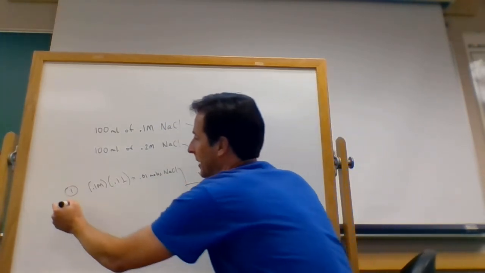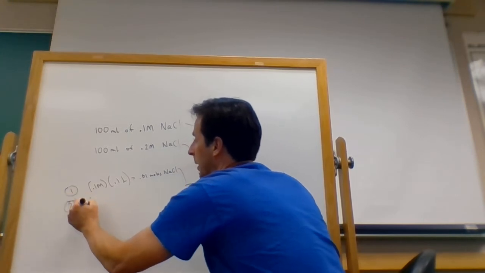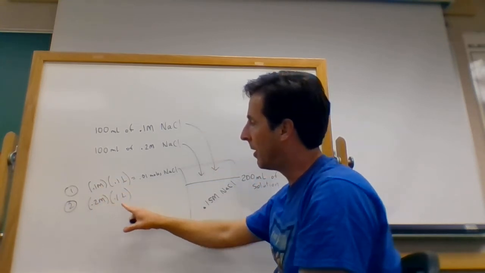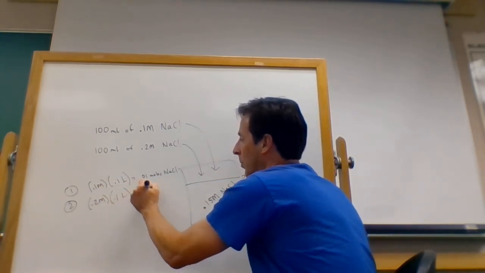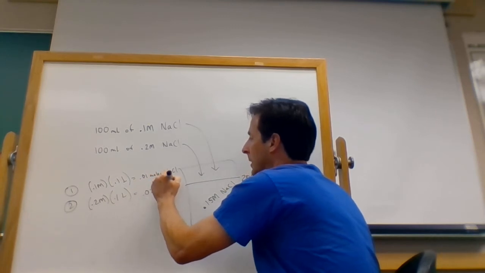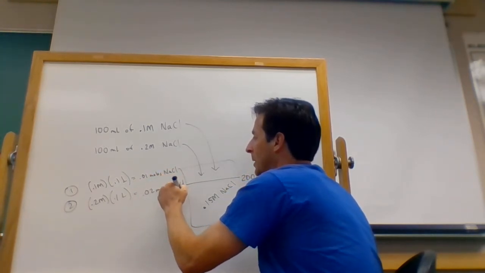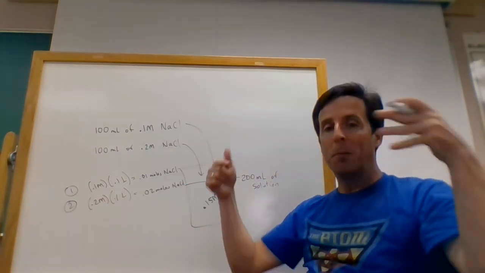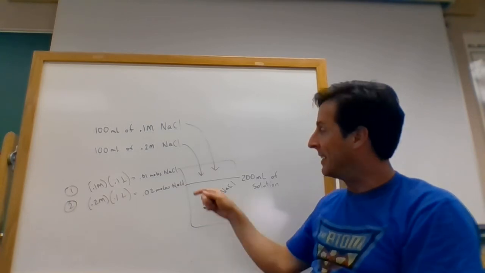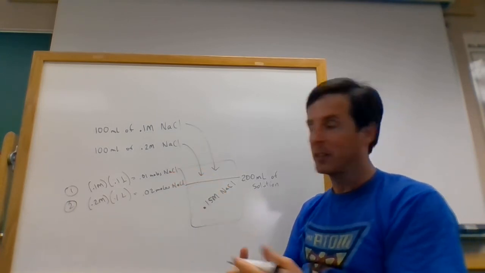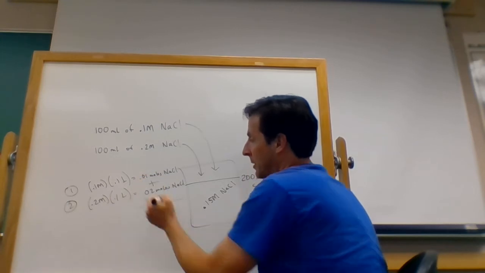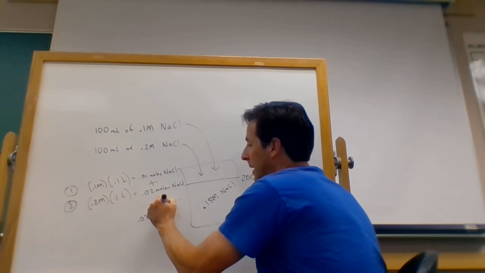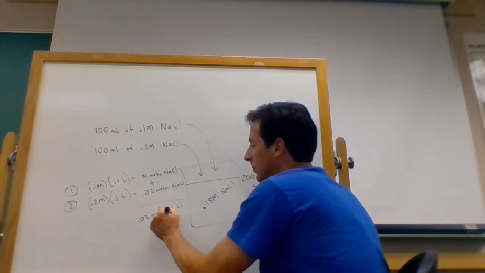Then I can do the same thing on the second solution. It's going to be 0.2 molar times 0.1 liters. Again, that's the molarity times the volume. That's going to give me 0.02 moles of NaCl. So that's the amount of sodium chloride that is present in the second solution. If I dump them all in the container together, now I need to add those numbers together to get the total amount of salt. So it's going to be 0.01 plus 0.02. It's going to be 0.03 moles of NaCl total.